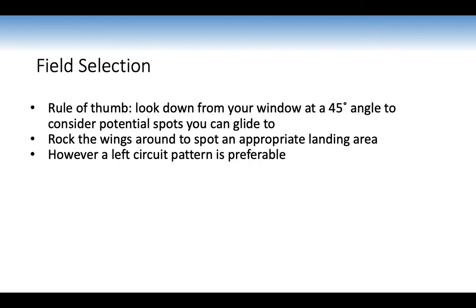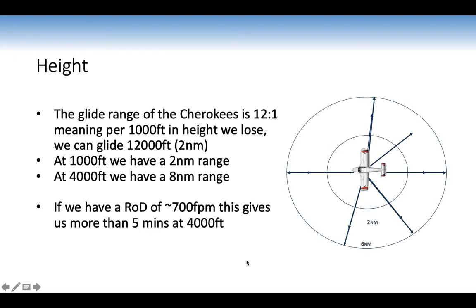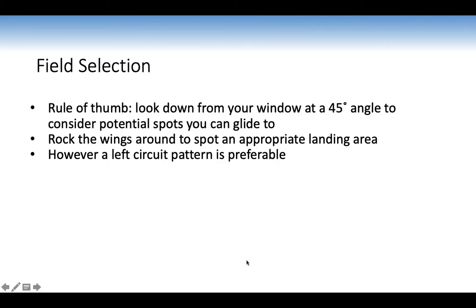Field selection rule of thumb: look down from your window at a 45-degree angle to consider potential spots you can glide to. It's sort of like a conical shape, just like this image. These methods allow us to determine a suitable field to land on in the training area. So rock the wings around to spot an appropriate landing area. There could be a field to your right, but a left circuit pattern is preferable. This is because the pilot in command usually sits on the left, and it means you can have the field in sight at all times.